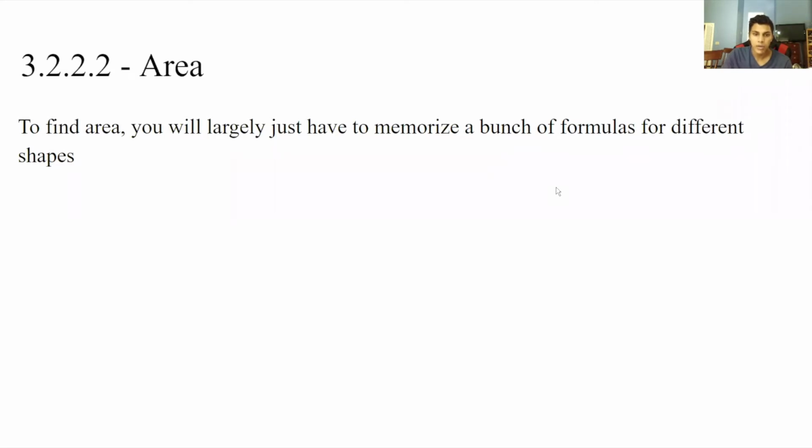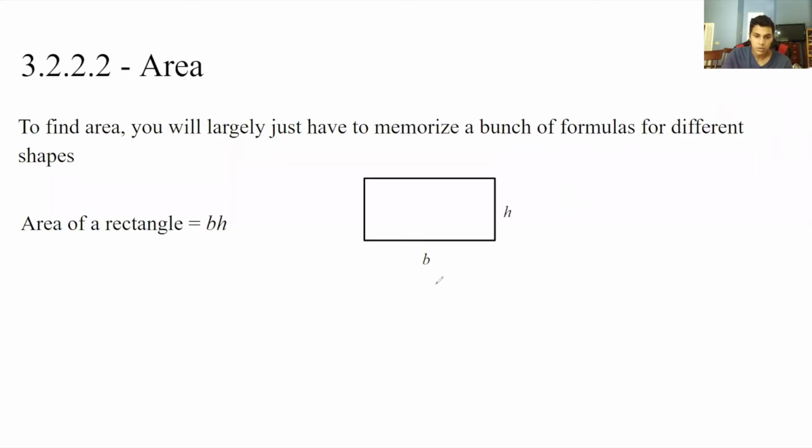So the area of a rectangle is just BH, where B is your base, or the bottom length, and H is your height, which is pretty easy to see. So it's just B times H. So for example, if I had my height as 2 units and I had my base as 4 units, then the area would be 2 times 4, which is base times height, and that gets me 8 square units.